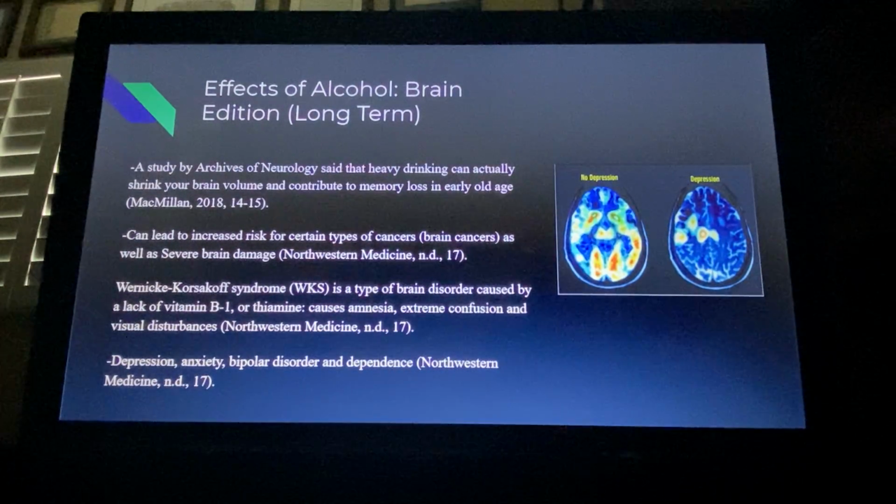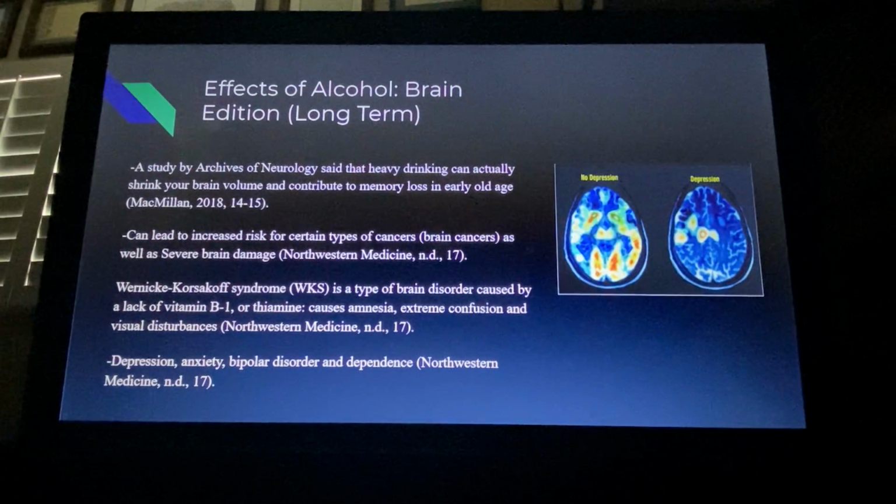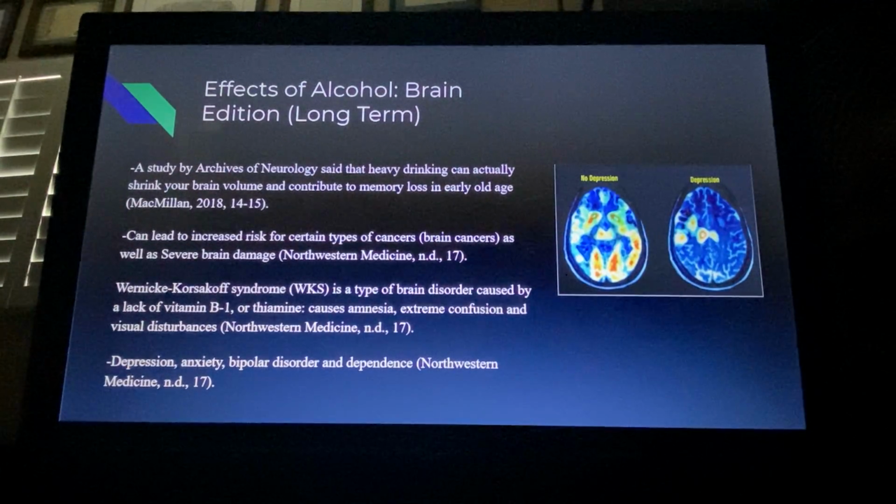The effects of alcohol, long-term addiction on the brain. A study by Archives of Neurology said that heavy drinking can actually shrink your brain and contribute to large amounts of memory loss in early old age. So it's pretty common to see memory loss, or mostly Alzheimer's and things like that, with heavy drinkers. It can lead to increased risk for certain types of cancers. There's also evidence that it can cause brain cancer, so that's why I put this in there. And also severe brain damage.